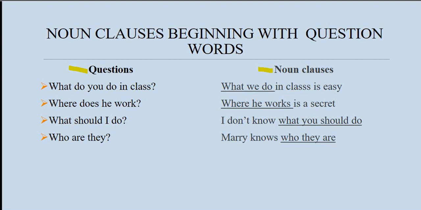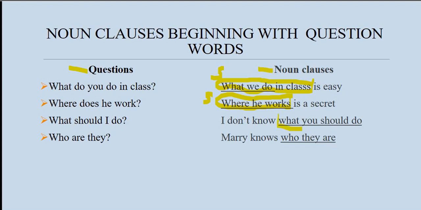"What do you do in class?" Or "What we do in class is easy." Here is the subject: "What we do in class is easy." This is the noun clause as a subject. "Where he works is a secret." Onun çalıştığı yer sırdır. You can see that this is again a noun clause as a subject.